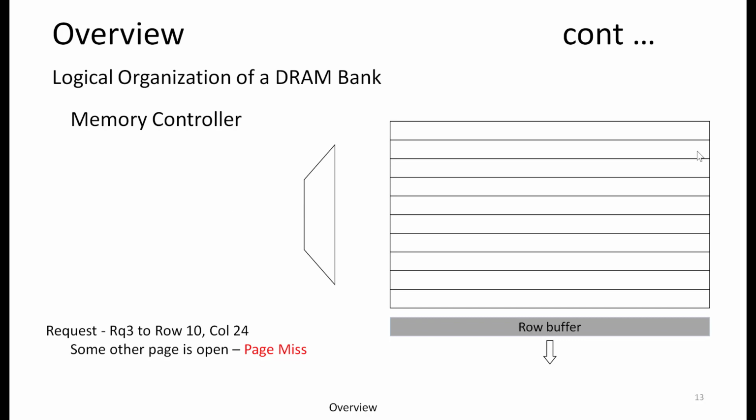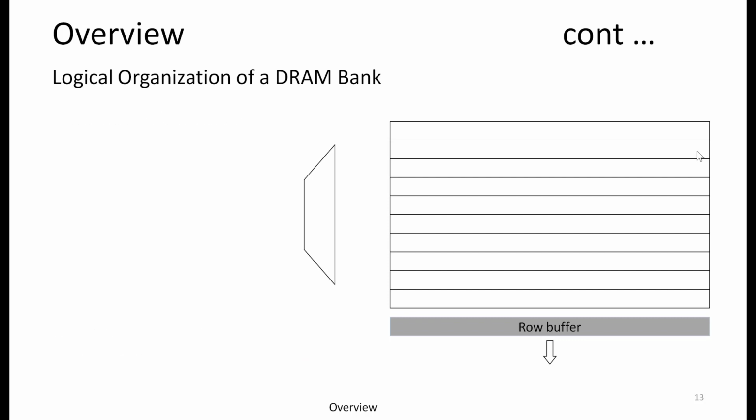Now at this point, the memory controller will send another activate with row address as row 10. Following that, it will send a cas with column address as 24, and eventually the data will be read out. So this is the working of a DRAM bank from the memory controller perspective.